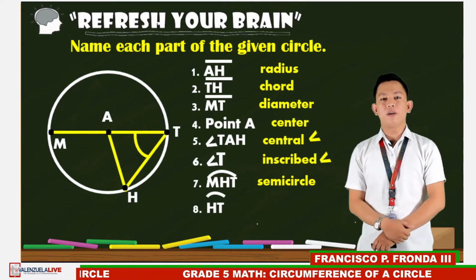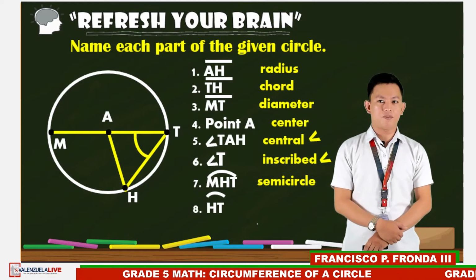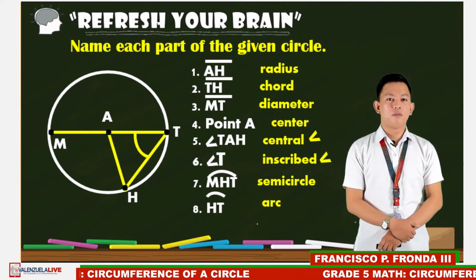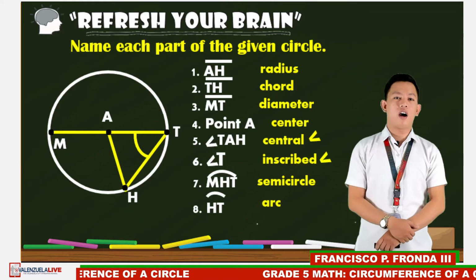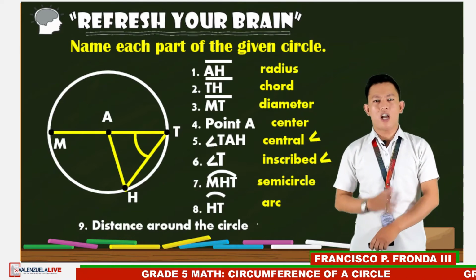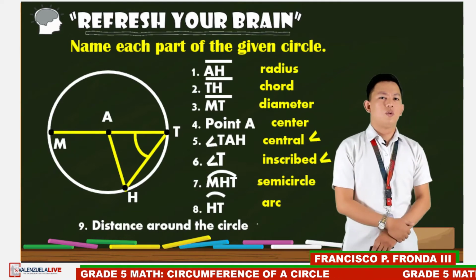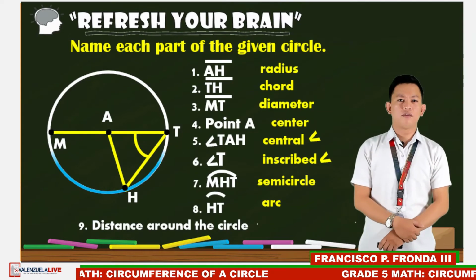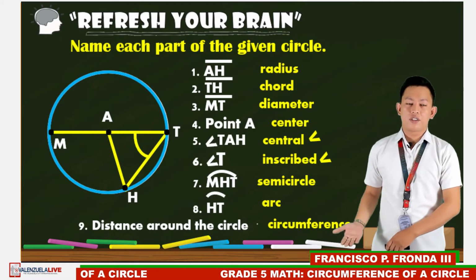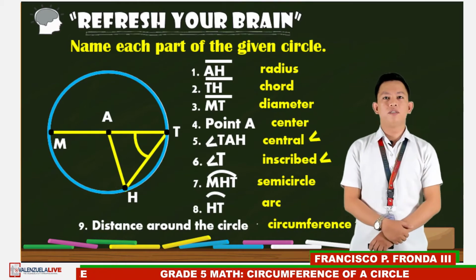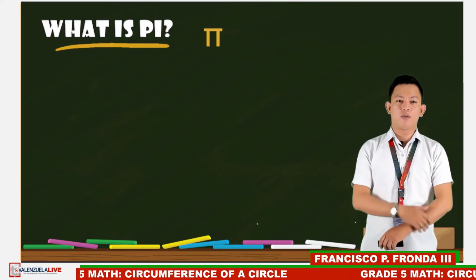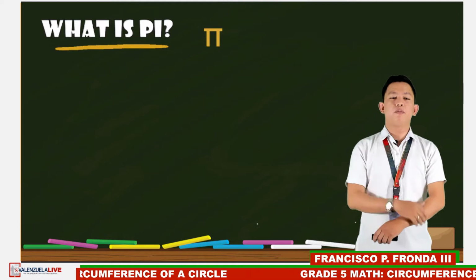And then for number 8, arc HT. Can you name this one? Very good. This should be an arc. And then for number 9, this should be the distance around the circle. Can you name this one? Very good. This should be the circumference. Okay?